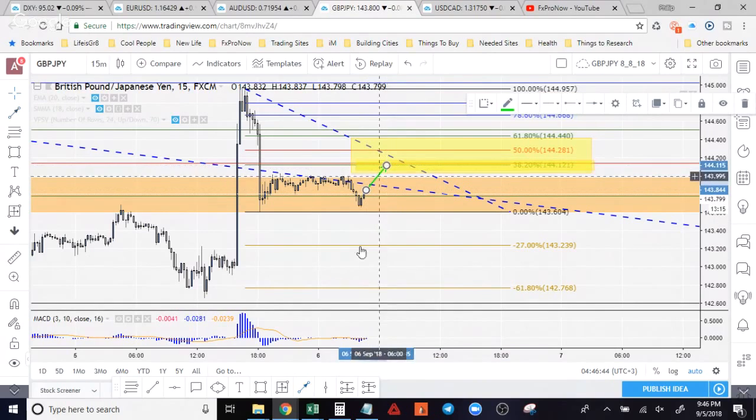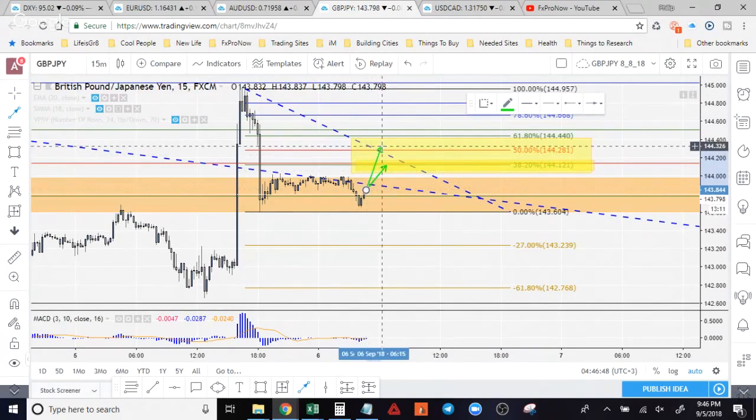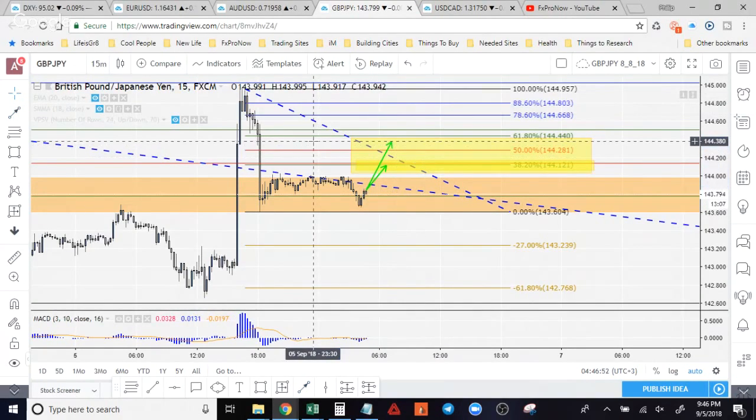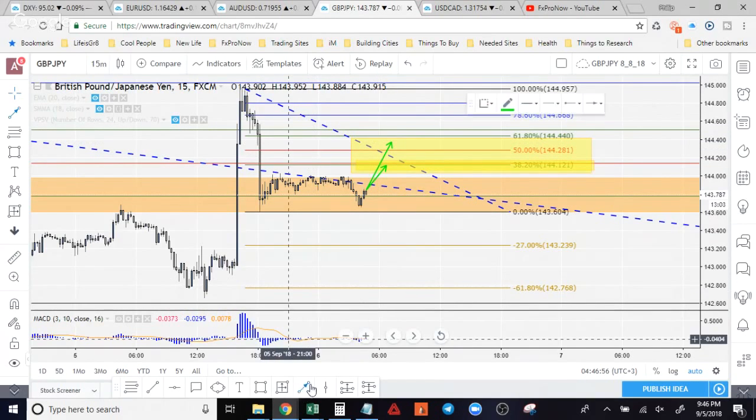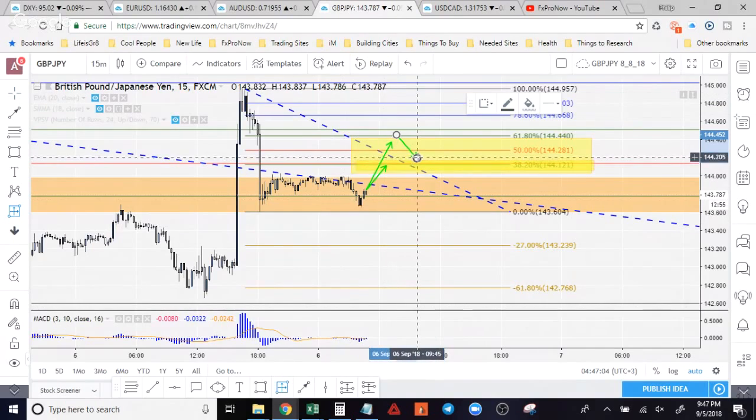Price pushes up to this area right here, right? And then from there, I'm going to look for a break in structure on the 15-minute time frame for it to look something like this. It's going to push down, push up.